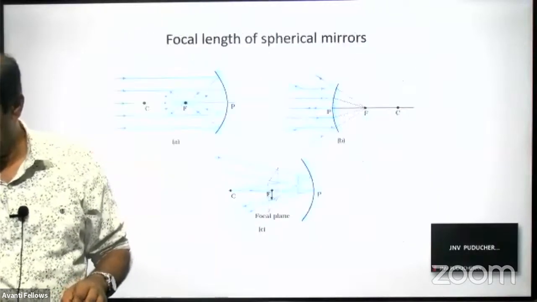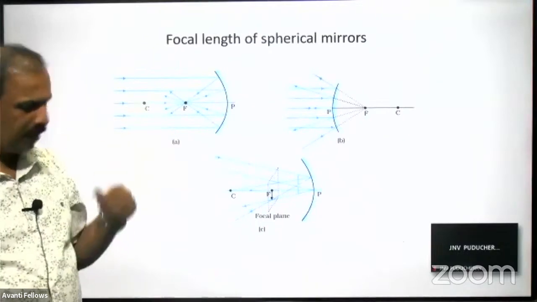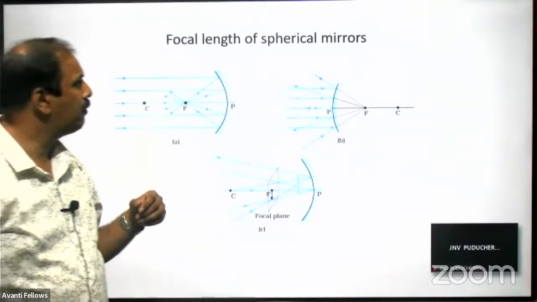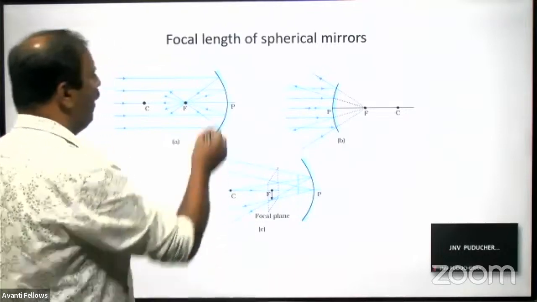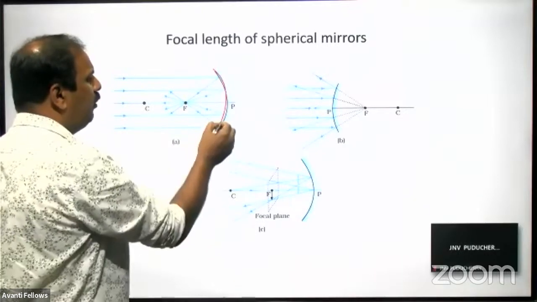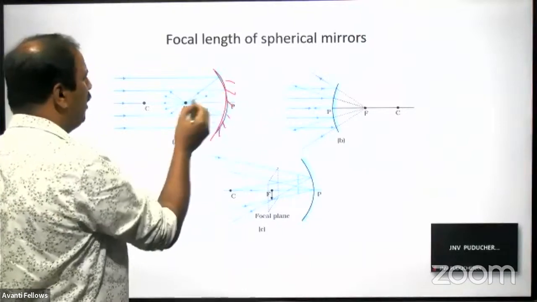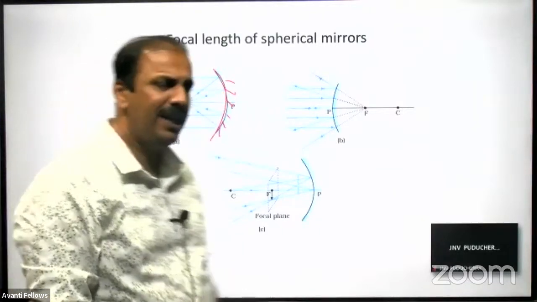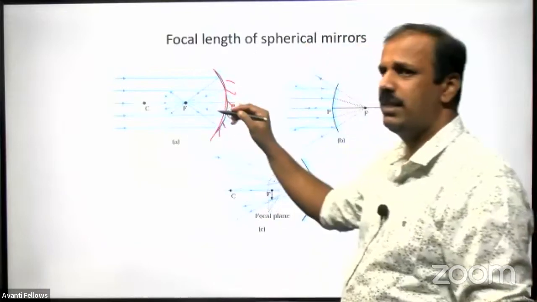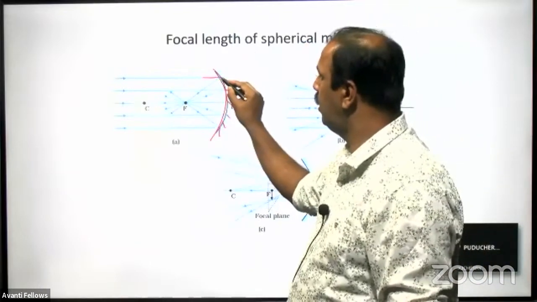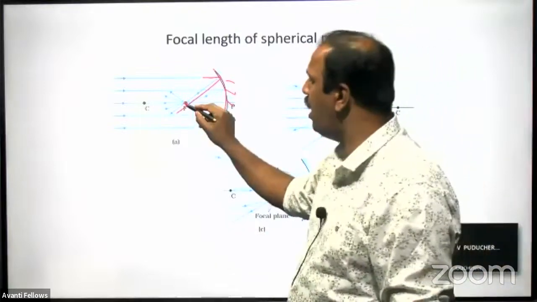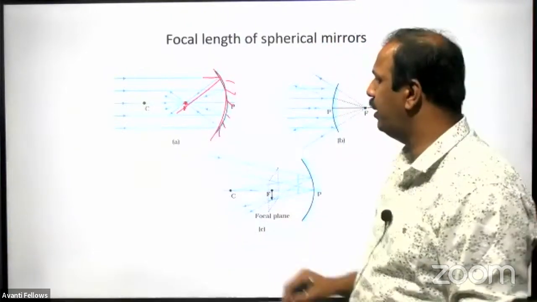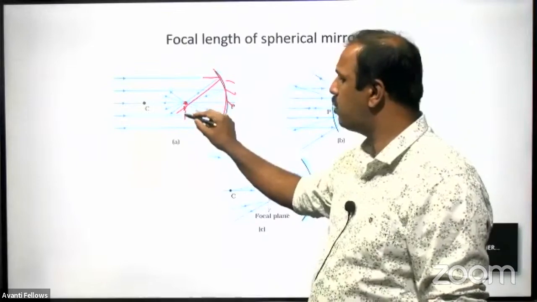Now we have the focal length of spherical mirrors. This is also simple. We have the concave mirror here, and this is the reflective surface. The rays which are coming parallel to the principal axis will converge to a point on the principal axis. That point is called the principal focus.